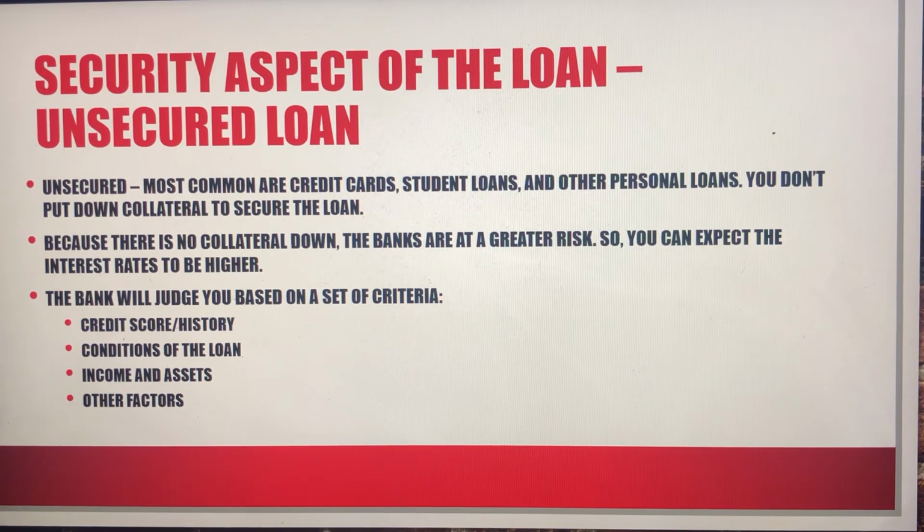In order to receive one of these loans, your bank is going to look at you and judge you based on certain criteria or information. One of those is credit score and credit history, okay? And we've already talked about student loans. In some cases, your credit score matters. In some cases, it doesn't, okay? What are the conditions of the loan? That will be something the bank looks at too, to see if you're worthy of receiving that unsecured loan. What is your income? What other assets do you have? Okay, and some other factors.